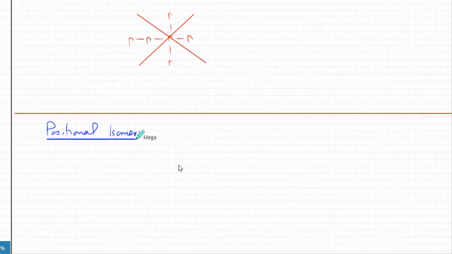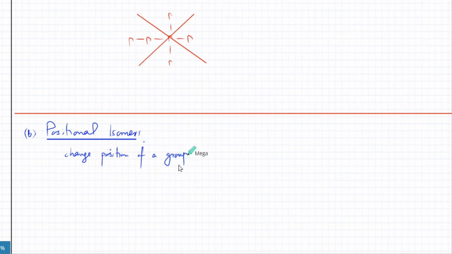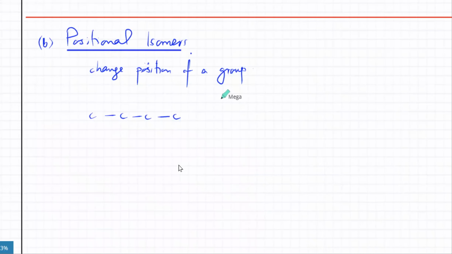Positional isomers are the second type of structural isomers. They are kind of easy because you just change the position of one particular group. That's it. You change the position of any group, and you get a different arrangement. So for example, if I have 4 carbon atoms, I'm not going to touch the carbon chain now. Let's keep the carbon chain fixed.